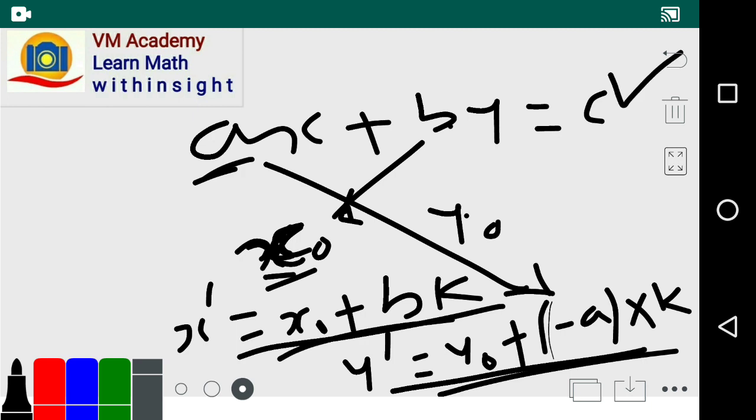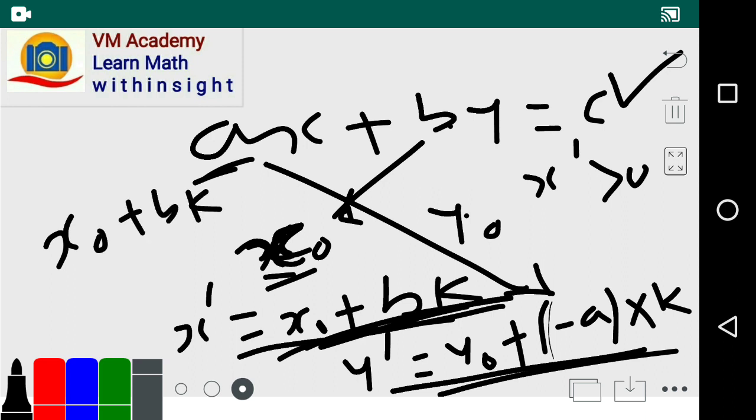Now if we want only a positive solution, that is, x dash must be greater than 0, this is the condition, then apply this condition to x naught plus bk greater than 0 and evaluate. Similarly we can evaluate y in this manner.